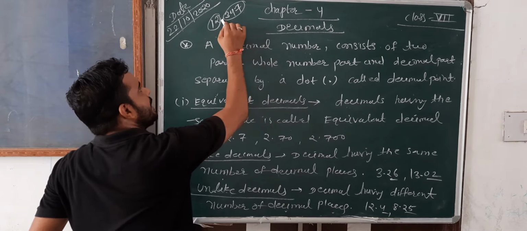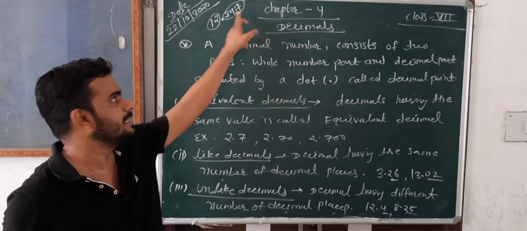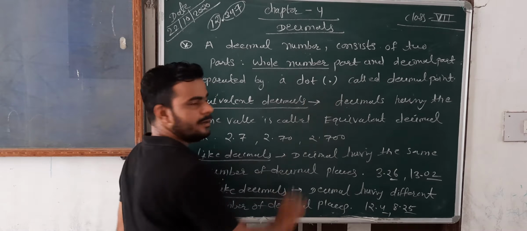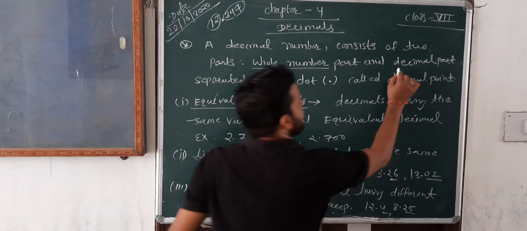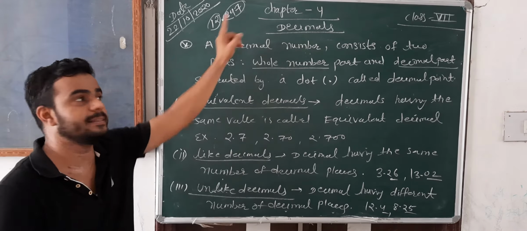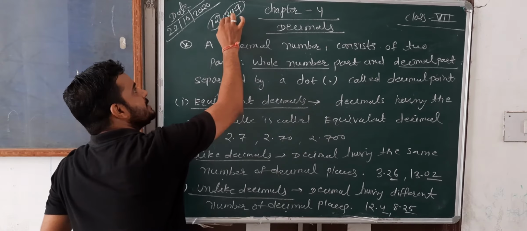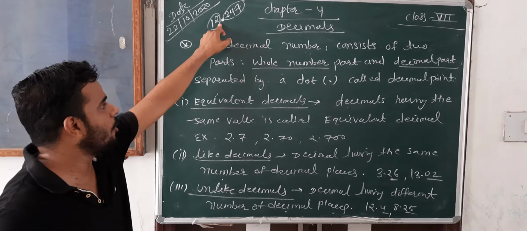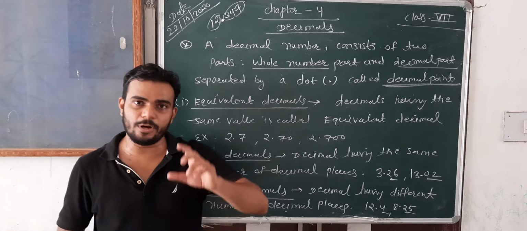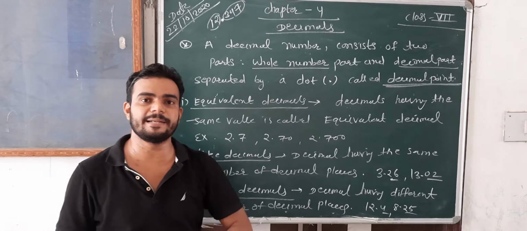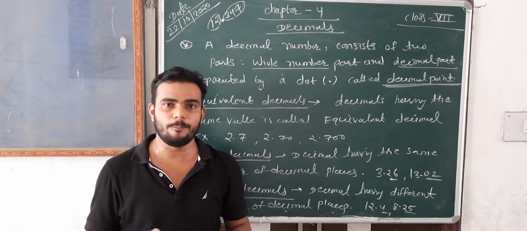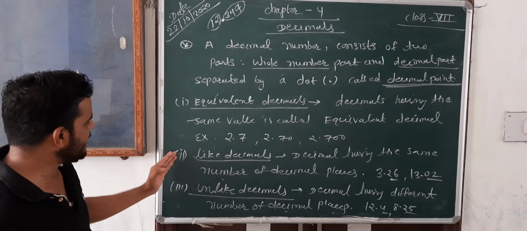First part is 12 and second part is 347. This is the first part and this is the second part. The first part is called the whole number and the second part is called the decimal part. Both parts are separated by this dot, and this dot is called the decimal point. Okay? Understood? So a decimal number consists of two parts, whole part and decimal part, separated by a dot, and the dot is called the decimal point. Okay? So there are types of decimal, first, second and third.